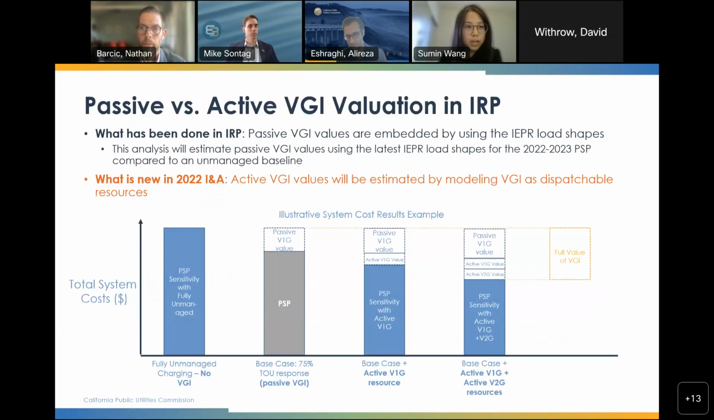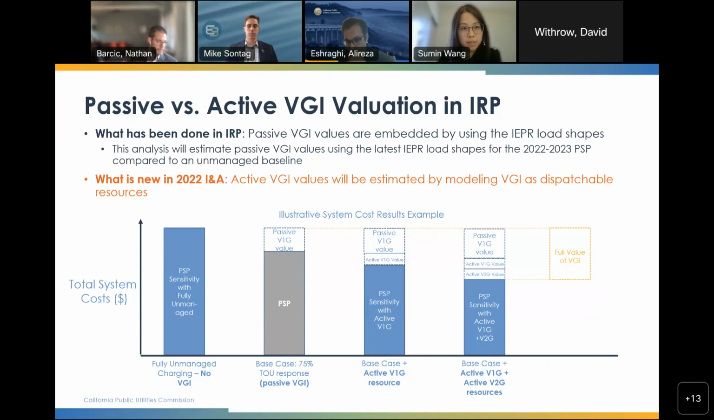So if we compare what we have done in the IRP in terms of passive and active VGI, the passive VGI values are already being estimated and embedded in the IRP analysis right now by using the iProLoad shapes, since the iProLoad shapes already assume a certain amount of managed charging. And this analysis will continue to use the iProLoad shapes to estimate the passive VGI value using the latest iProLoad shapes for the 2022 and 2023 PSP.